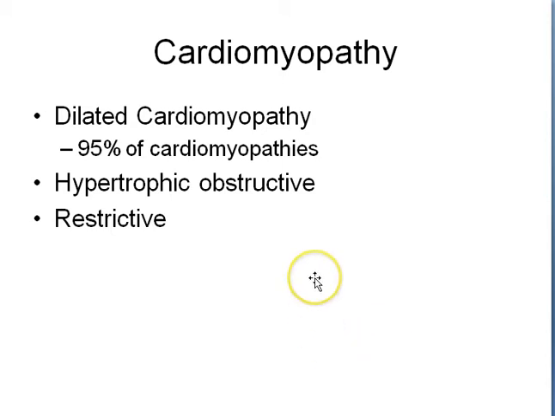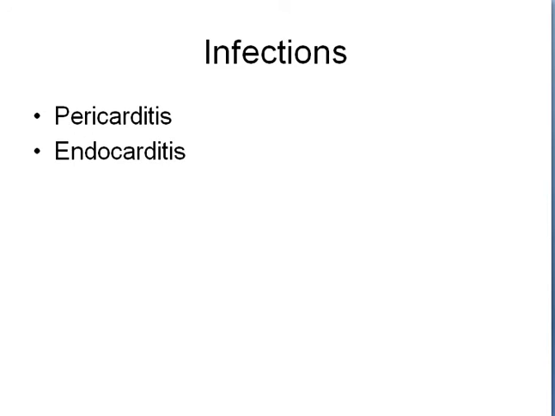And restrictive cardiomyopathy means exactly what it sounds like. The left ventricles lose their elasticity. So you see this with things like amyloidosis, sarcoidosis, infiltrative diseases in the heart. Infections can also affect the heart, pericarditis, endocarditis. You can also see a myocarditis, but that's more commonly an inflammation, usually following like a myocardial contusion or heart trauma.